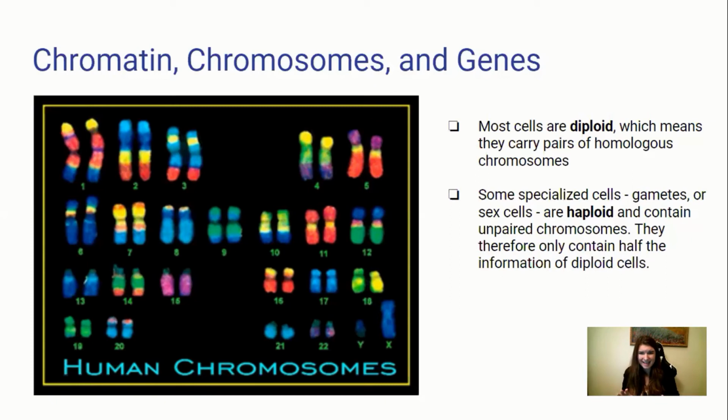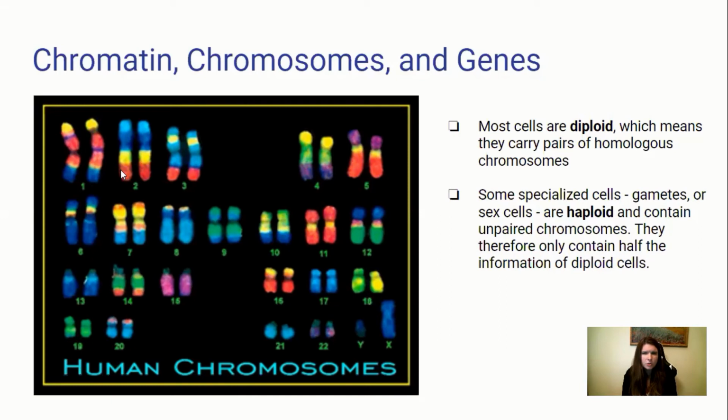Now, the caveat is that there are some specialized cells, which we call gametes. So they're basically sex cells. These specialized cells are haploid. So in a haploid cell, you have unpaired chromosomes. So you'd have just 1 of chromosome 1, just 1 of chromosome 2, and so on.